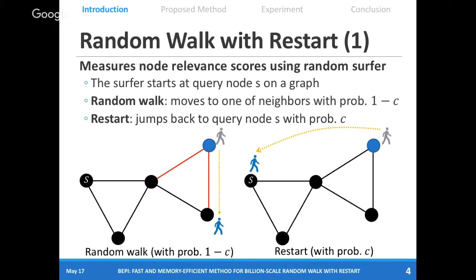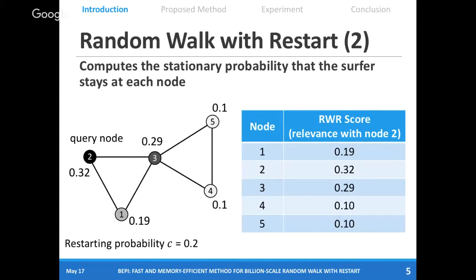Random walk with restarts measures node relevance score using a random surfer. The surfer starts at query node S on a graph, and at each time, the surfer decides one of the following actions. The first action is called random walk, where the surfer moves to one of the neighbors with probability 1 minus c. The second action is restart, where the surfer jumps back to the query node S with probability c. So RWR computes the stationary probabilities that the surfer stays at each node.